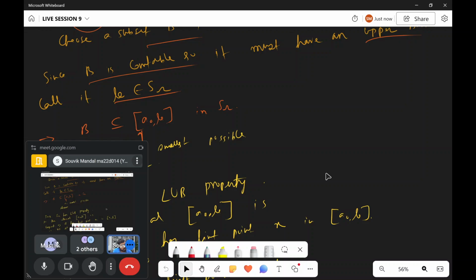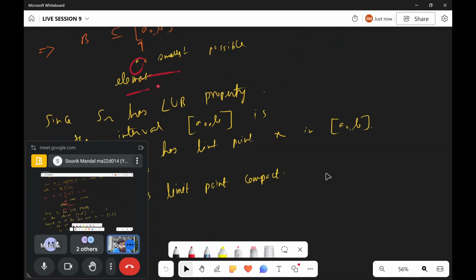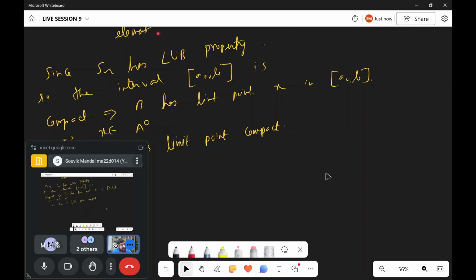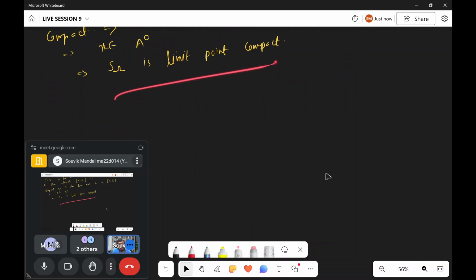Now since B is a subset of [a naught, b] in S omega, and a naught is the smallest possible element of S omega, and since S omega has the least upper bound property, the interval [a naught, b] is compact. This tells that B has a limit point x in [a naught, b]. And this tells that x belongs to the interior of A, which tells that S omega is limit point compact. So this is the full argument.